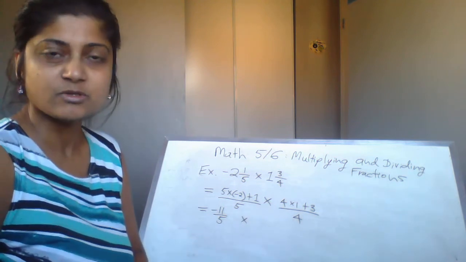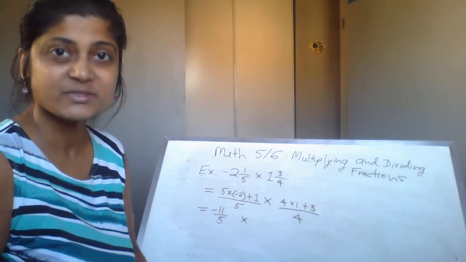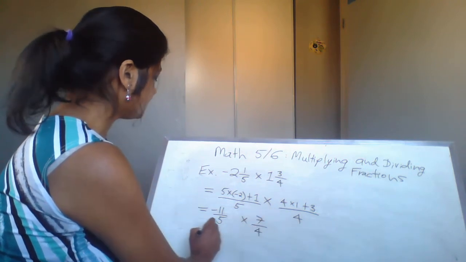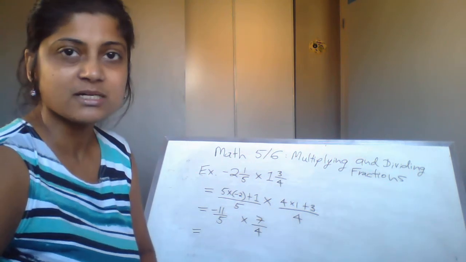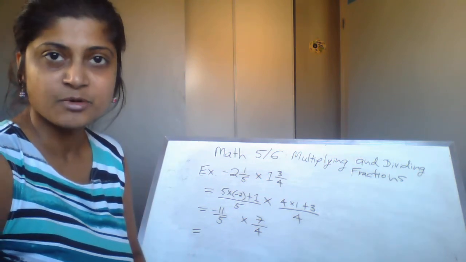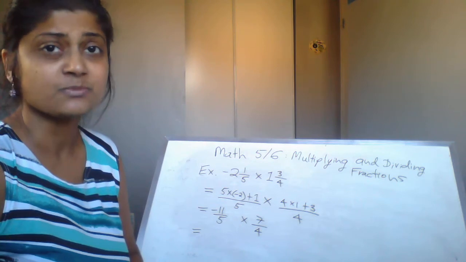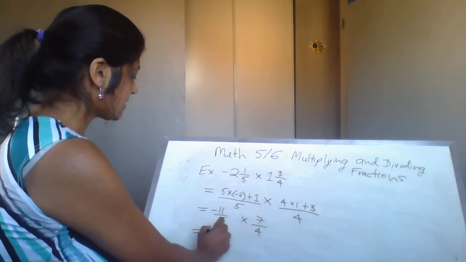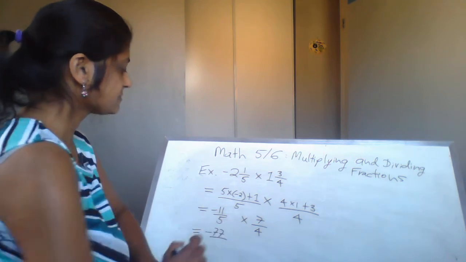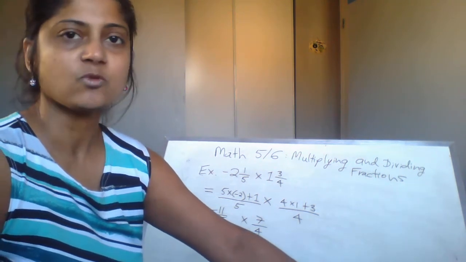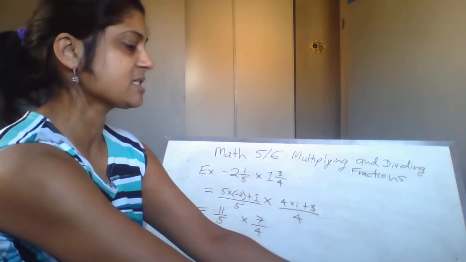Okay? So I'm doing 4 times 1, which is 4, plus 3, which is equal to 7. So 7 over 4. So again, one more time, it does not matter here. If it is an improper fraction, I'm still going to just multiply these numbers. So we're doing negative 11 times 7, so negative 77. And on the bottom, I'm doing 5 times 4, which is equal to 20.